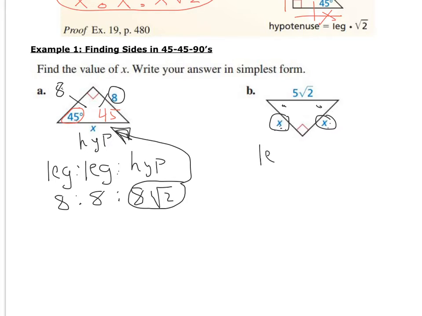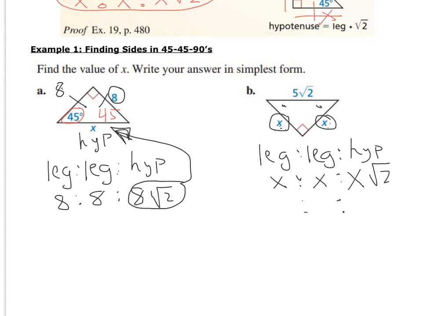Well, remember the ratio: a leg and the other leg, because they're both the same, and the hypotenuse. Well, if a leg equals x, the other leg also equals x, and the hypotenuse is whatever the leg is, x times the square root of 2. Well, let's fill in what they gave us.